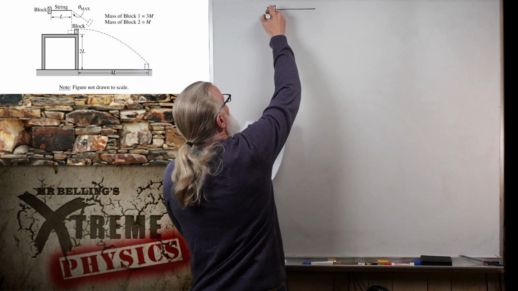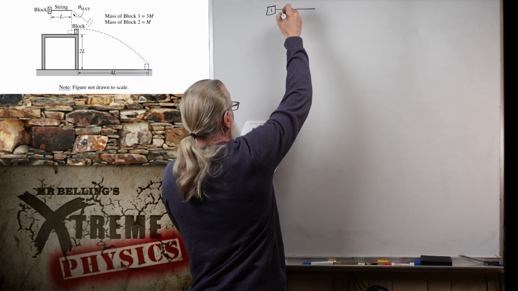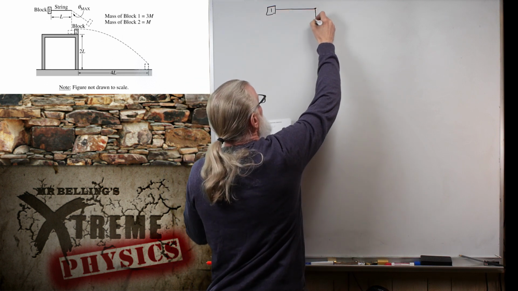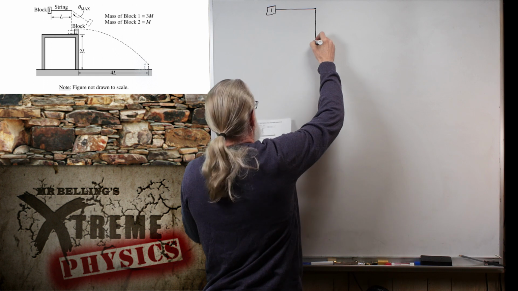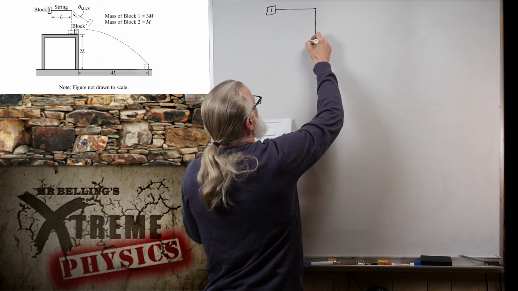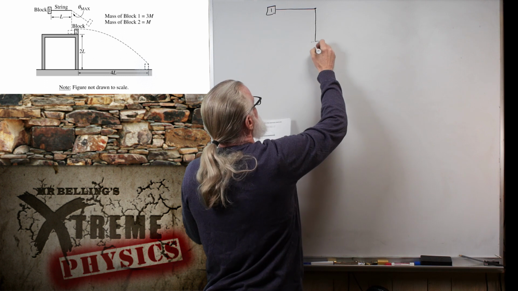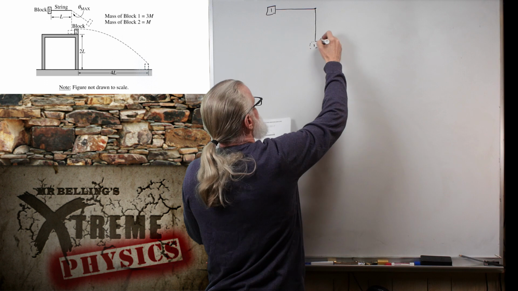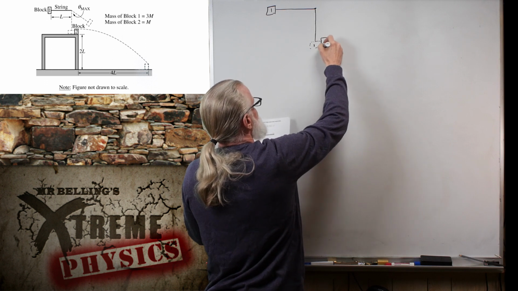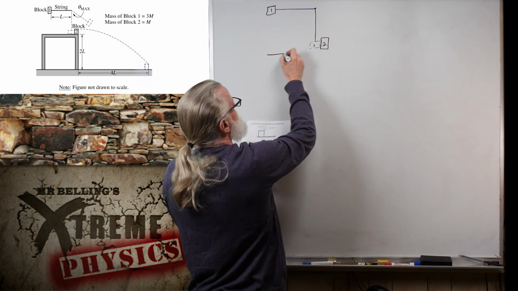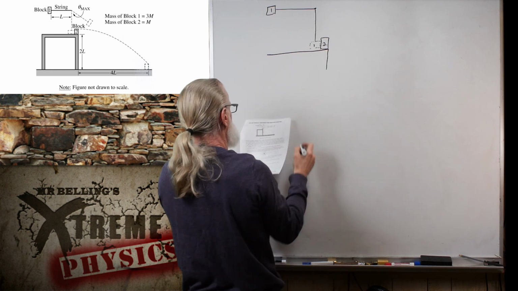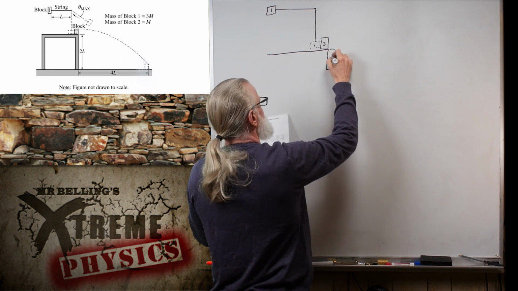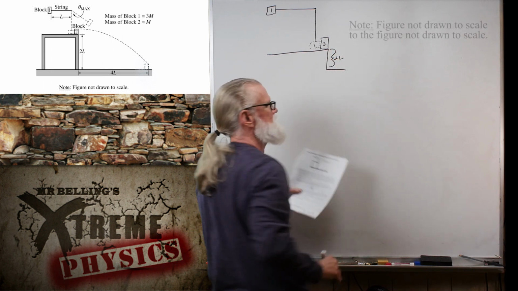So this is block 1, and it's got a mass of 3m. It's going to swing down, and it's going to hit 2, which is a little bit taller. It's not going to hit the table. Here's my table. I'm going to make it a short table so I have room to work. So this is 2L. I know it's not drawn to scale, but I need the room.